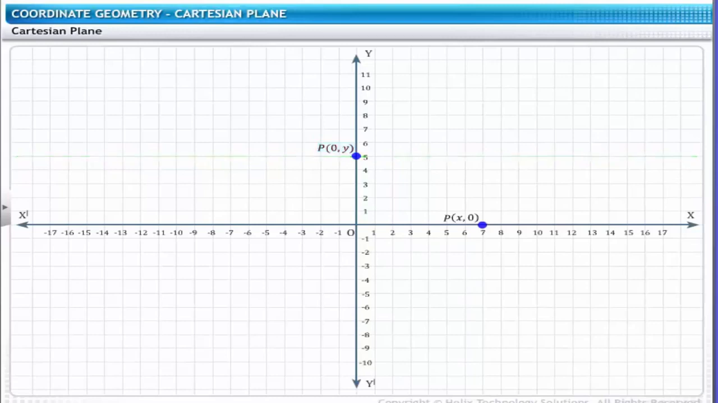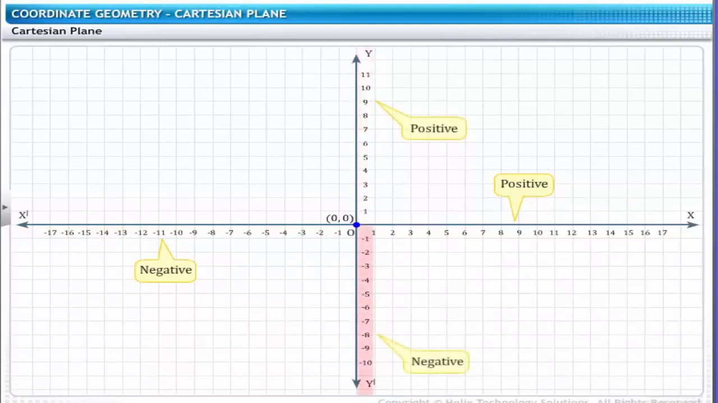Let us now see how we can represent different real numbers on the x and y axes. Since the point of origin represents the 0, 0 coordinate, a point to the left of O will be negative, and a point to the right of O will be positive. Therefore, OX represents positive real numbers and OX dash represents negative real numbers. Similarly, OY represents positive real numbers and OY dash represents negative real numbers.